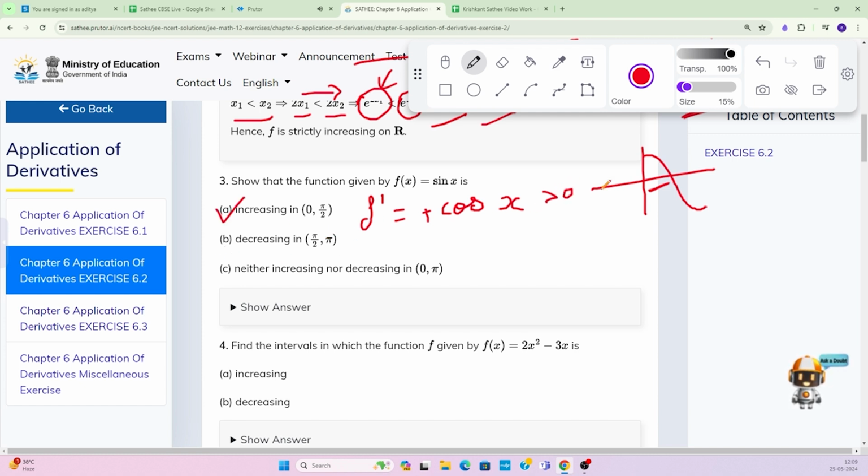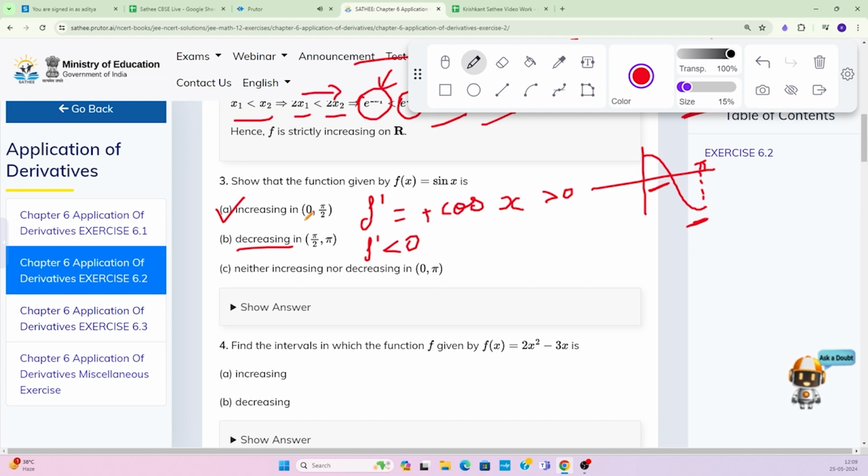Now from pi by 2 to pi, as you can see, the output is negative, so f dash here will be negative, which means decreasing. And from 0 to pi, it is neither increasing nor decreasing. Why?